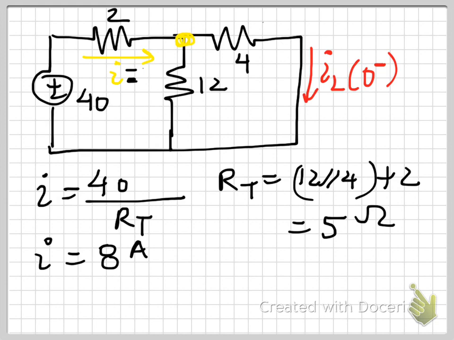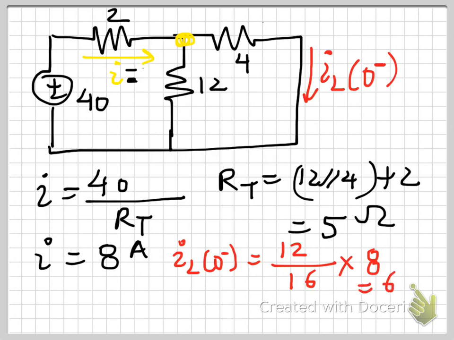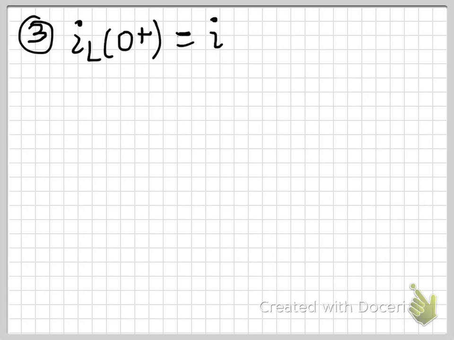So IL 0 minus will be, I'm using only the two resistors expression, so the other branch resistance 12 divided by 12 plus 4, 16, multiplied by the current 8 amperes, so that gives you 6 amperes of current. So that is the second step in order to calculate IL 0 minus. The third step in this algorithm is IL 0 plus equals IL 0 minus equals 6 amperes.